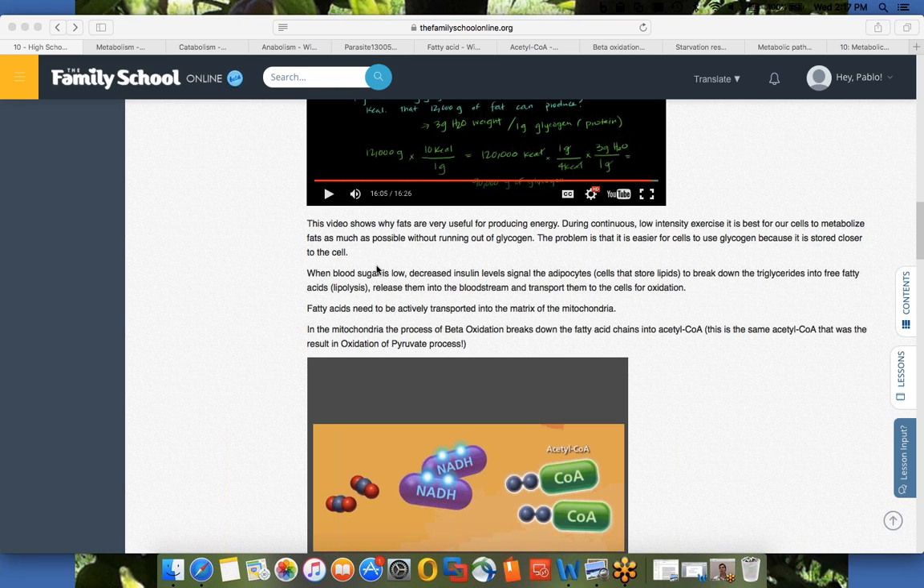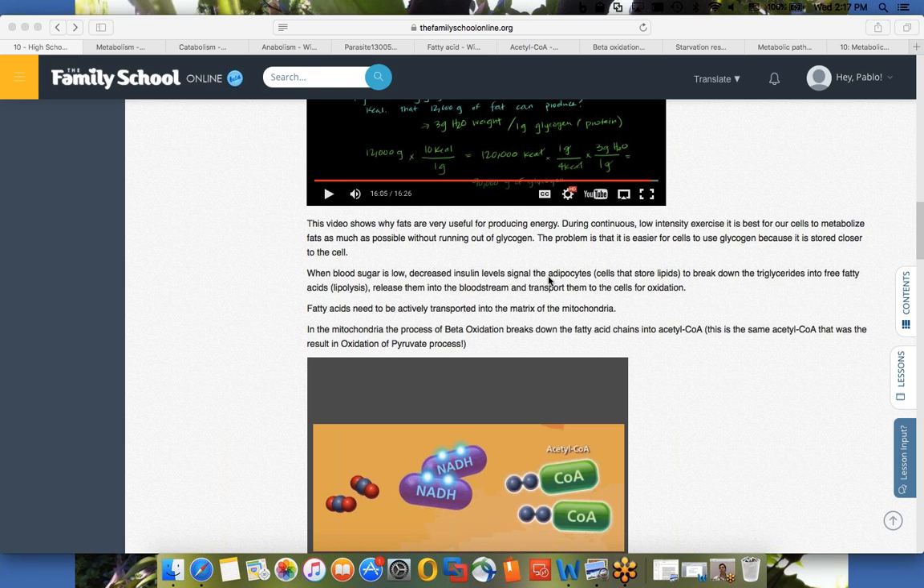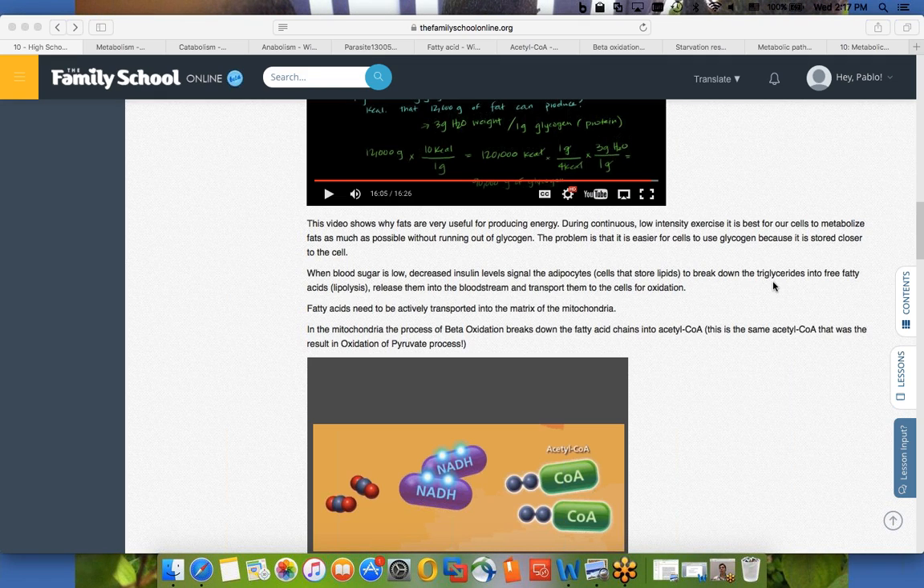Let me see, Anna. Here in this sentence it says when blood sugar is low, decreased insulin levels signal the adipocytes to break down the triglycerides. So when do you think that happens, when blood sugar is low? Maybe when you're running out of energy. Yeah, that could be.